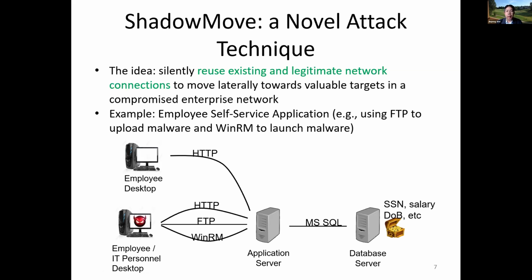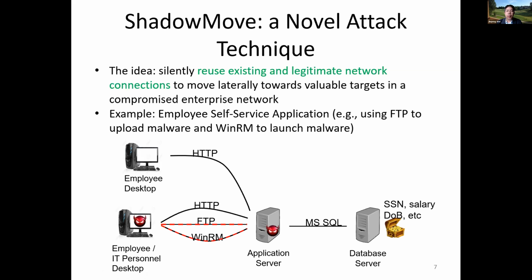malware APT compromises the IT personnel's machine. Suppose that the legitimate IT personnel already opened the FTP application and the WinRM application. Suppose those applications are already running, so those connections are already there. Then this malware can abuse the FTP connection to copy itself onto the application server, as the first step, and then use the WinRM connection to start its execution on the application server.